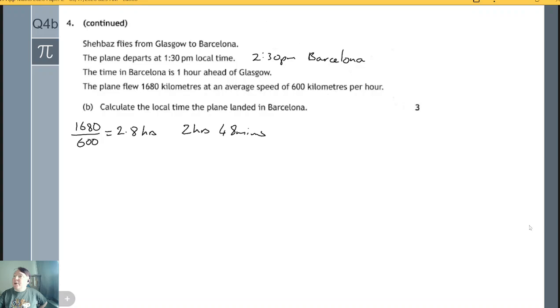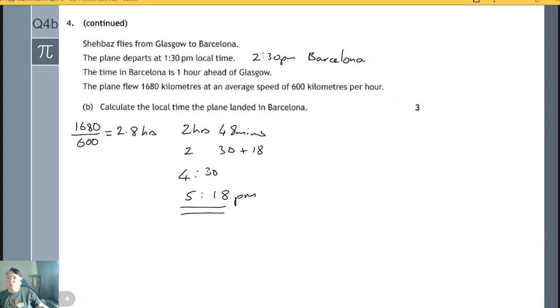Right, so 2 hours and 48 minutes after 2:30 p.m. So we have got, let's start with just adding on the 2. We get 4:30, and then we're going to add on the 48. Well, we can add that as a 30 and an 18. So that gets us to 5:18 p.m. There we go.